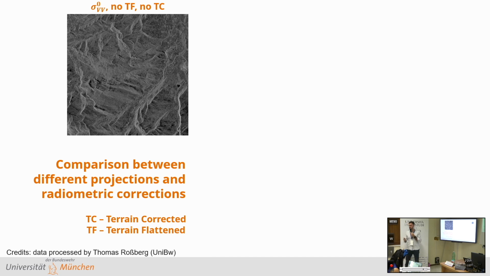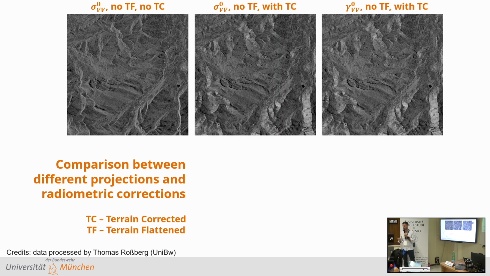Let's look at some images to be more clear. Here we have a sigma node where we have no terrain flattening, so no radiometric correction, no terrain correction. Then we apply the terrain correction, and what we see is that this slope here already gets spread over a much larger area. So here it's clear what is happening. These shorter slopes, we are really stretching them to the actual dimension they would have had in an optical image.